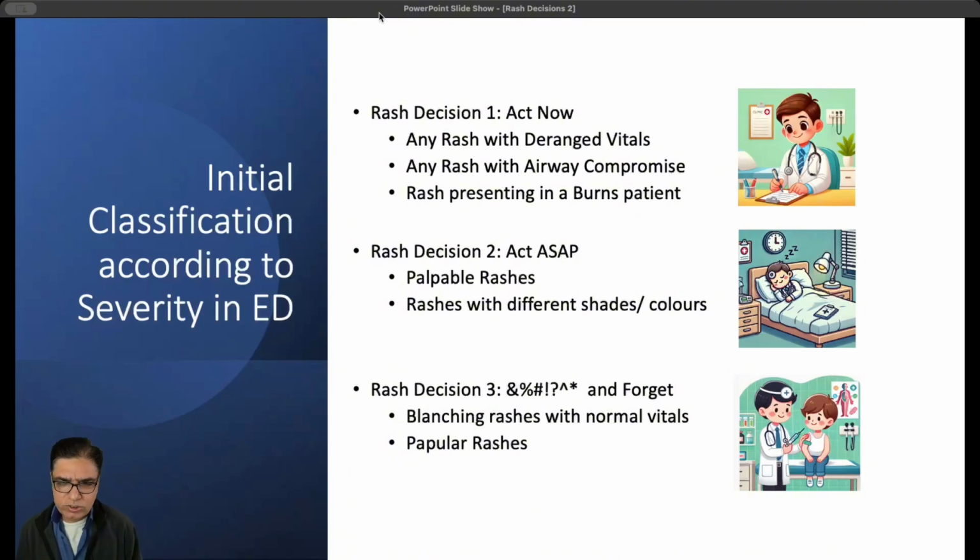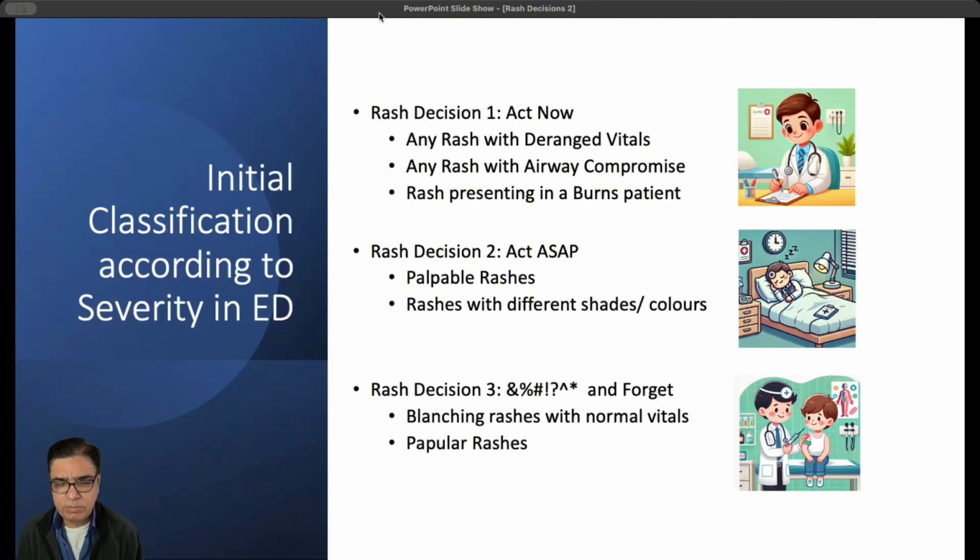And then there are blanching rashes with normal vitals, which ideally should not present to the ED unless there is some other reason apart from the rash for which they are coming in. These are mostly viral exanthems. There are more than 200 different types of viruses that can give you these rashes, and they are associated with self-limiting viral illnesses, so ideally they shouldn't present to the ED.